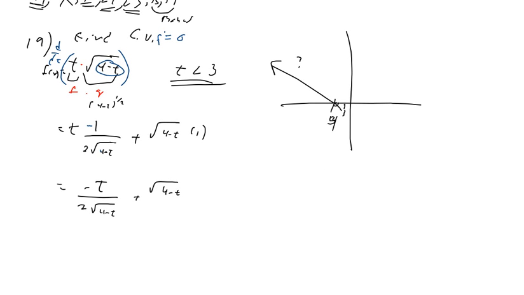Okay, and I want to make this equal to 0. So I want to find some places where we can get this equal to 0, or does not exist.